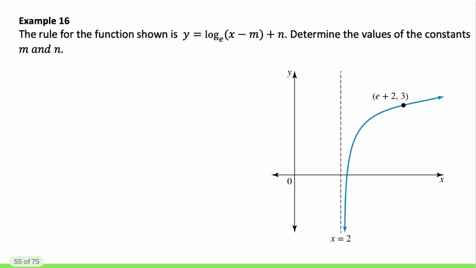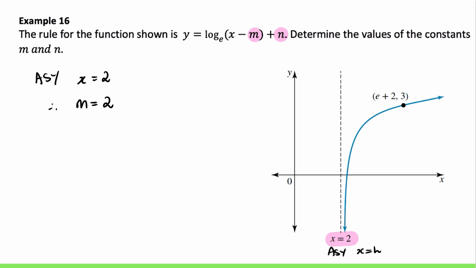It says the rule for the function shown is this: determine the values of the constants m and n. I can see that I've got two unknowns, and hence I need two points. The first thing I will always look at is, are there any special points that are given? Which in this case there is. There's the asymptote. Because we know the asymptote is at 2, and for logs, the asymptote always happens at x equals h, or in this case, it would be m. So I can straight away see that because the asymptote is at x equals 2, therefore m must be equal to 2. We've moved to the right by 2.